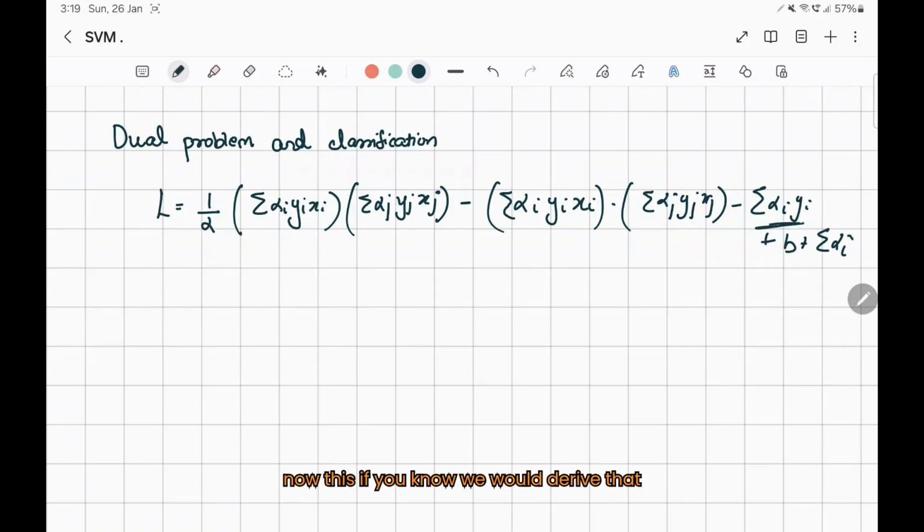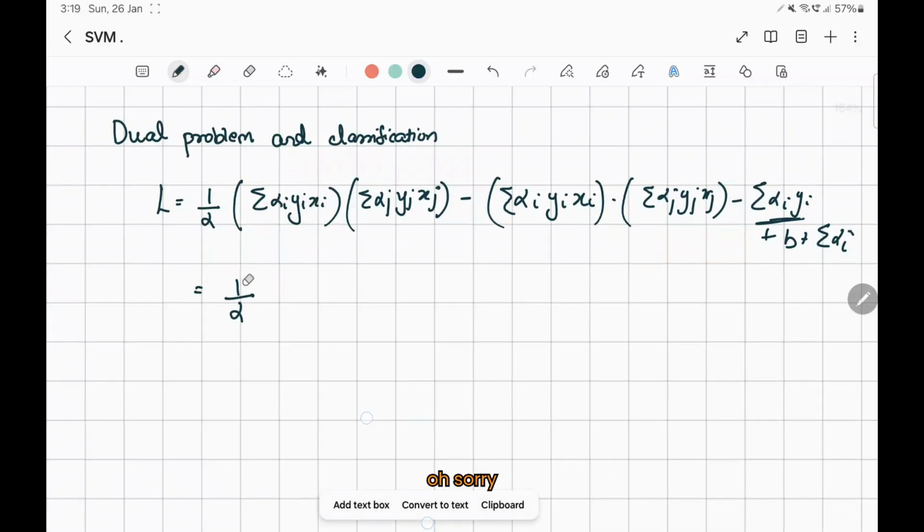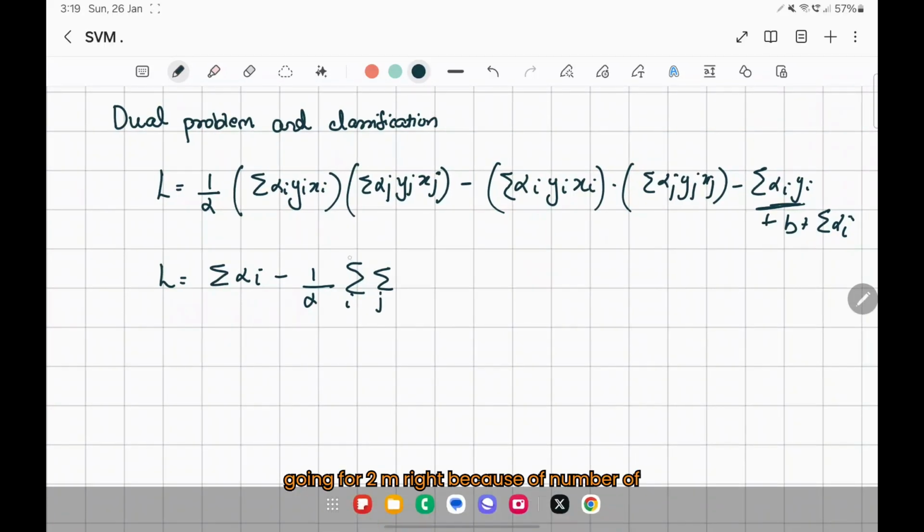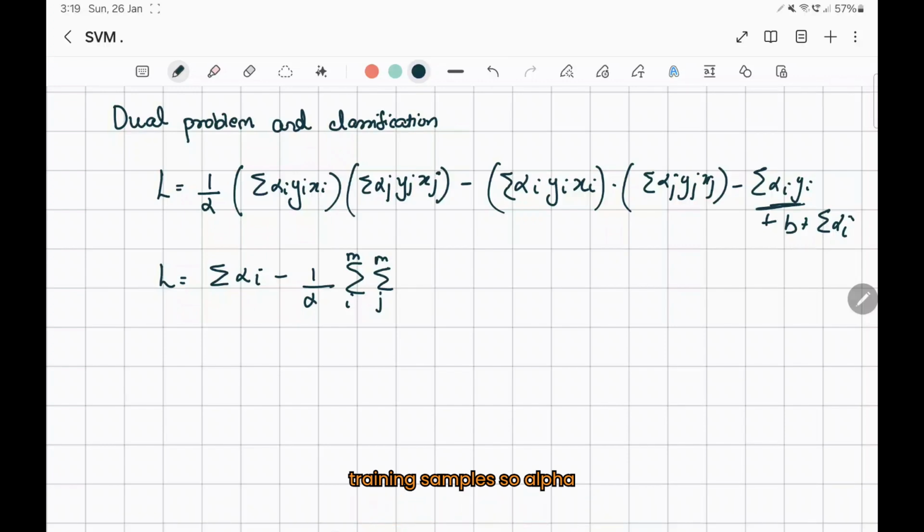Now this, if you know, we would derive that this goes to 0, right? When we solve for b, this will come out because it's a constant, and the final equation which we want to optimize would look like, oh, sorry, half there. Minus half sum over I, j, all of them going to 2m, right? Because of the number of training samples.